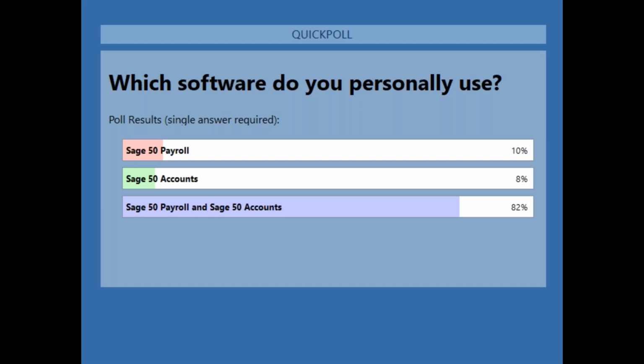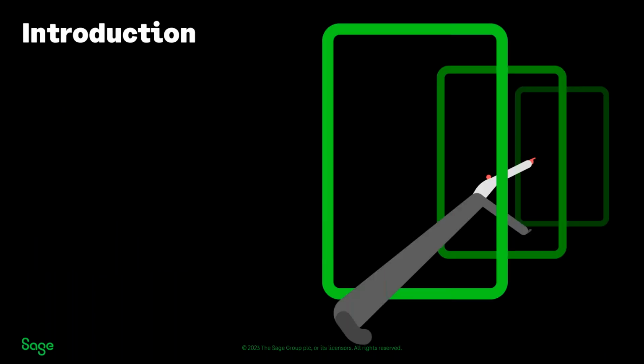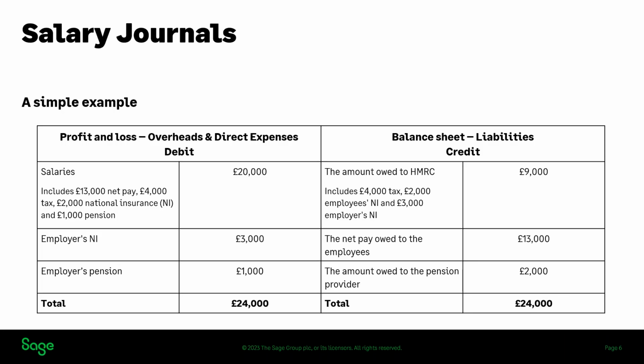Right, let's hide that. We'll get stuck into the webinar itself. Right, so let's start with a little bit of background, a little bit of an introduction to just salary journals, and then we'll move on to the Nominal Link itself.